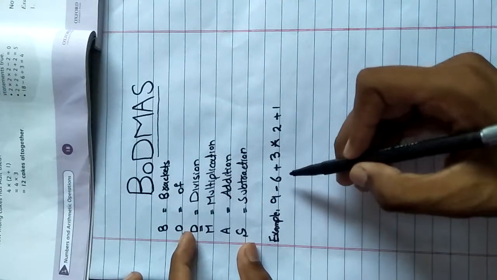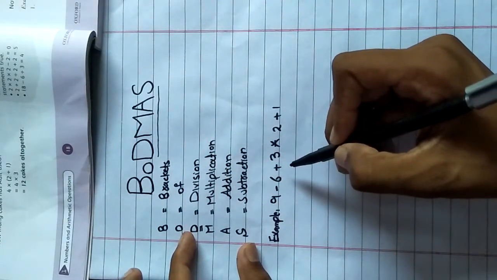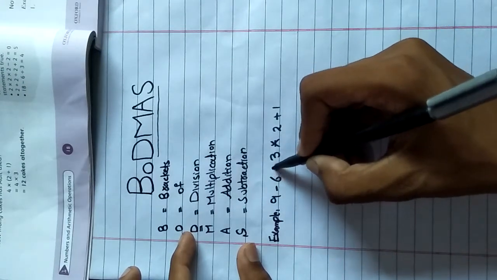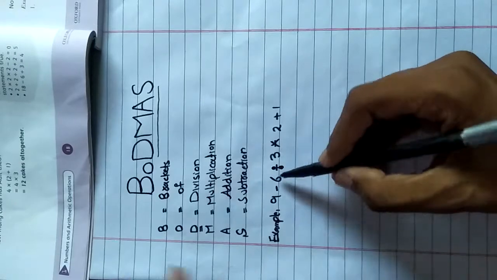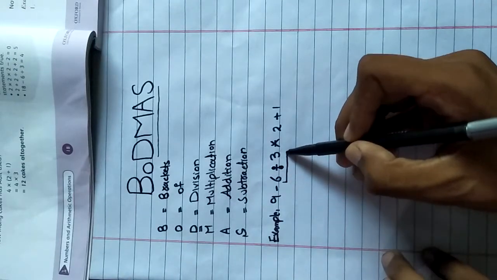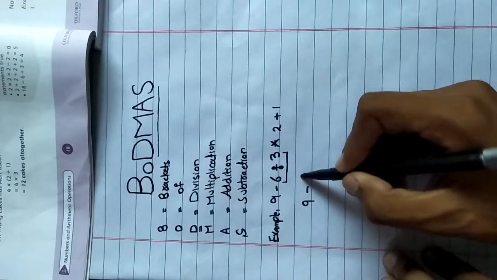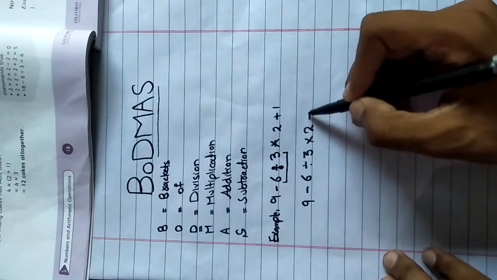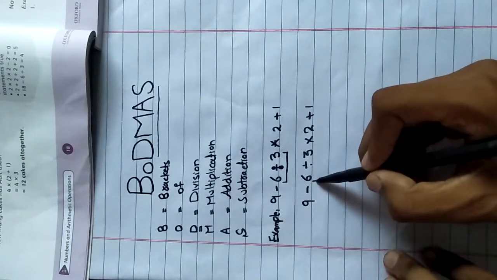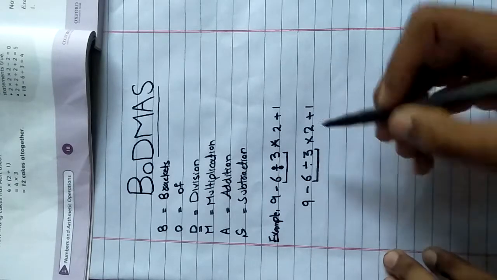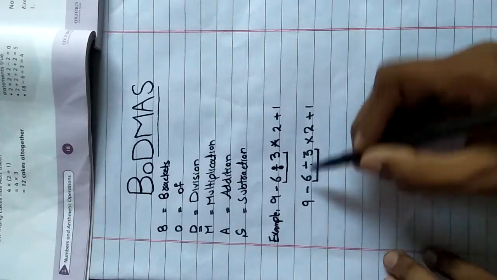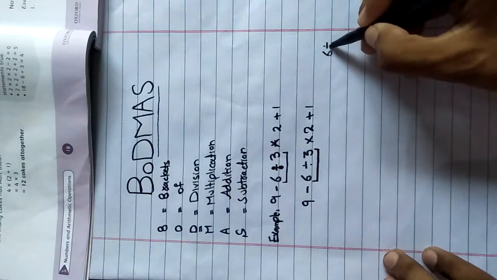Because there is no bracket, you should follow the operation sequence starting with division. Okay, so where is the division? Sorry, this is the division, between these two terms. I will write again: 9 minus 6 divided by 3 multiplied by 2 plus 1, with the division lying between these two terms. So you should solve this part first, 6 divided by 3.